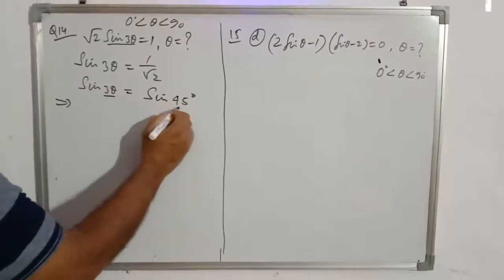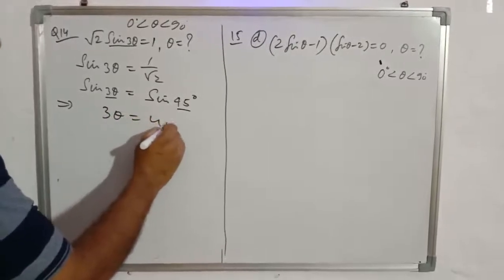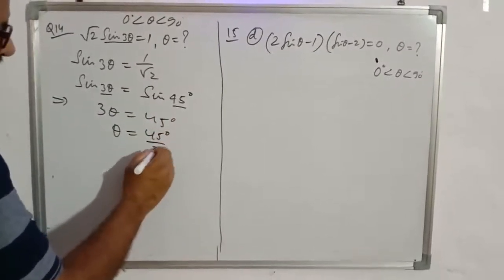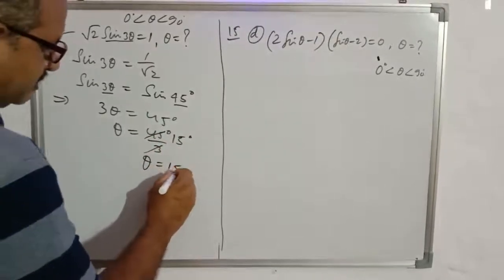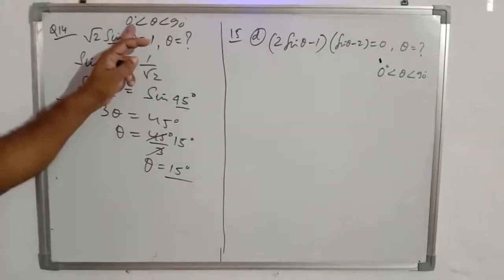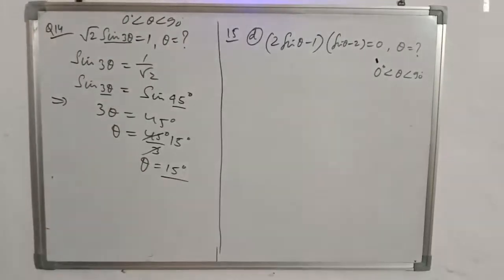So we will get 3 theta is equal to 45 degree. So 3 theta is 45, so what will be theta? 45 by 3, 15 times. So theta is equal to 15 degree. And this 15 degree lies in this interval 0 to 90 degree. So answer is theta is 15 degree.